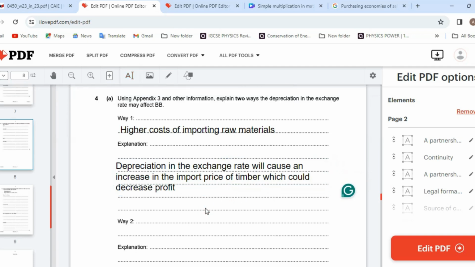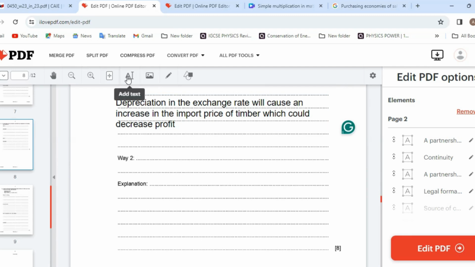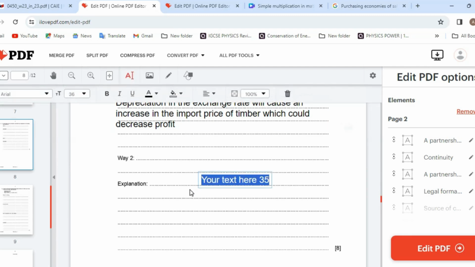Another way is the lower demand for BB products because of the high price. Okay, another way is what? The lower demand for BB products. Depreciation in an exchange rate can also cause lower demand because there will be an increase in the price of the goods. Lower demand.